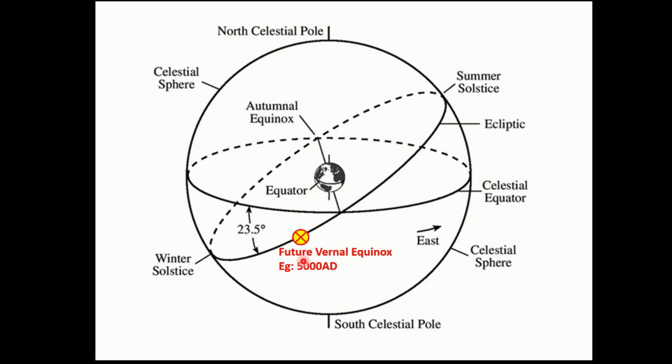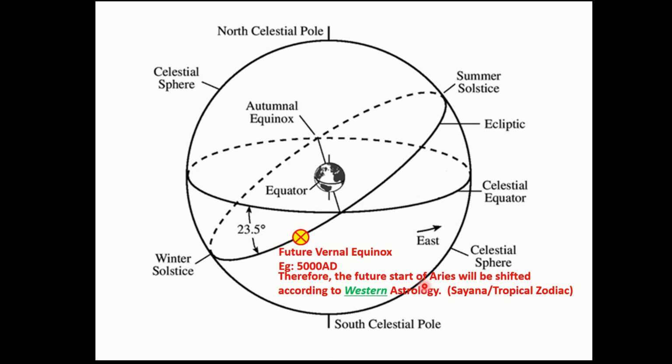So what does this mean? In the future, based on Western astrology, the vernal equinox will, for example in 5000 AD, happen to be here due to the receding effect of the intersection between the celestial equator and the ecliptic. And the future start point of Aries will then also be shifted according to Western astrology, which is known as the Sayana or the tropical zodiac.